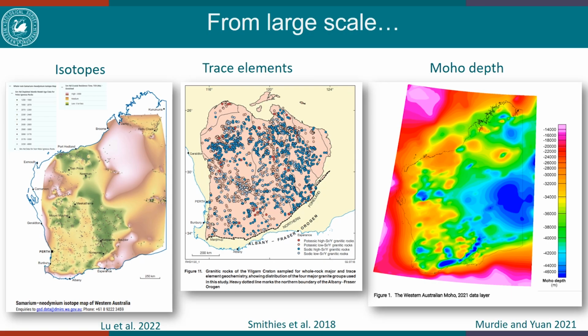Here are 3 examples of large-scale data sets that we will continually improve. This is, for instance, isotopic mapping as an example here, samarium-neodymium across the state, or trace elements as an example here, granites in the Yilgarn Craton, or Moho depth, where we'll now undertake the WA Array project, a 10-year project to map crustal architecture and lithospheric architecture in Western Australia using passive seismic.